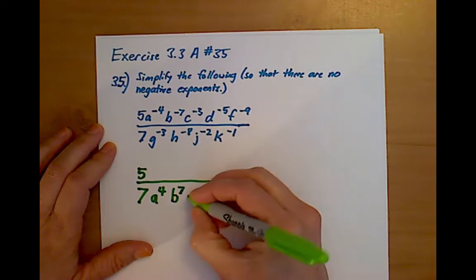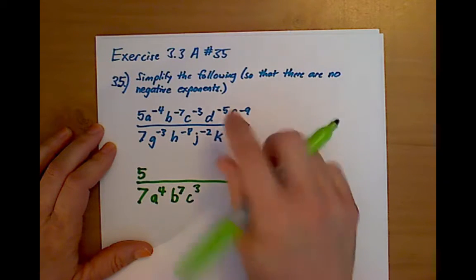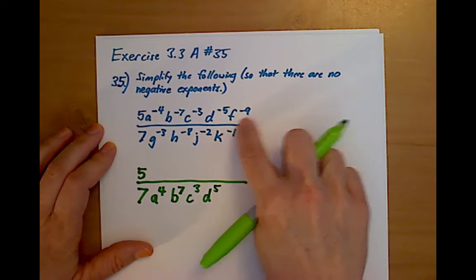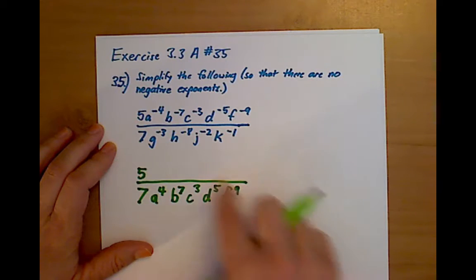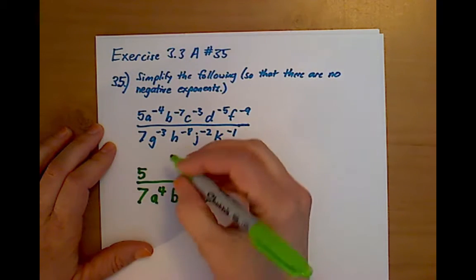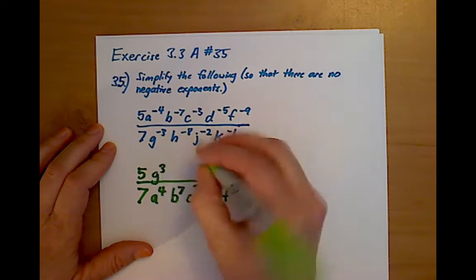C to the negative third, put that one down here. C to the third, sorry. D to the negative fifth, put that down here, becomes d to the fifth in the denominator. F to the negative ninth becomes f to the ninth in the denominator. Now we're going to work on the numbers that were in the denominator for our original problem. G to the negative third becomes g to the third in the numerator.